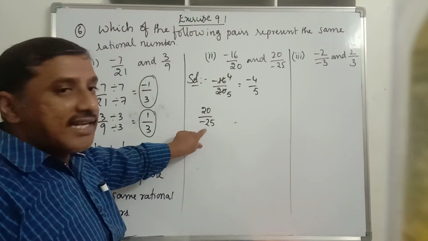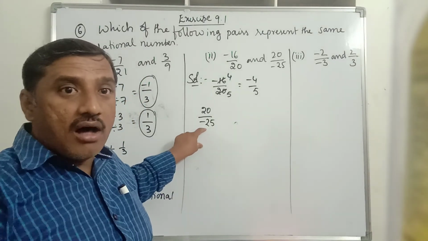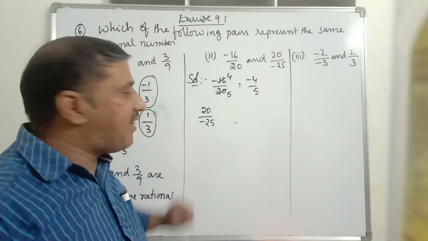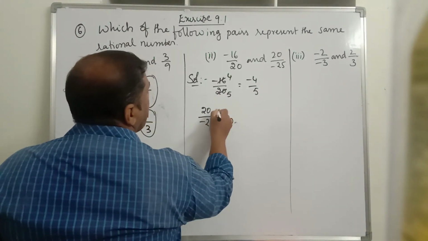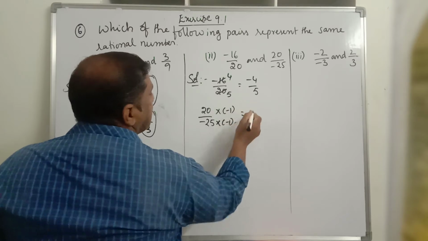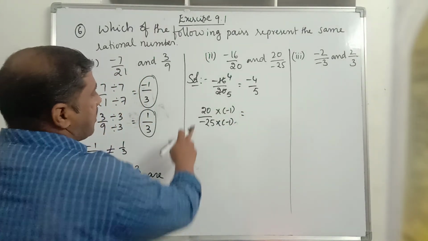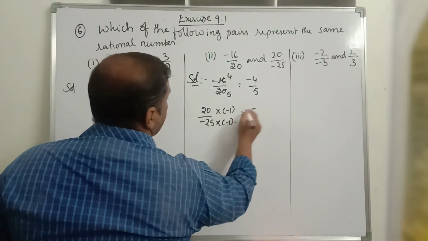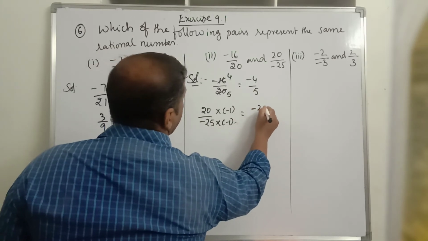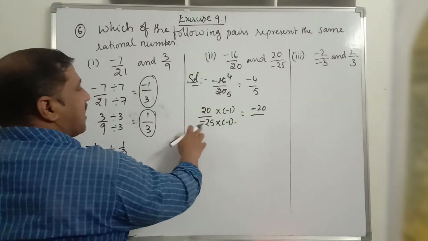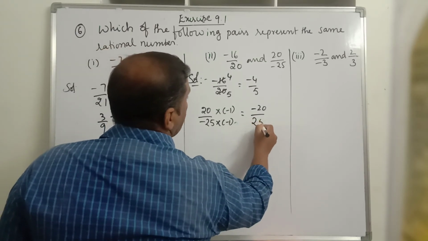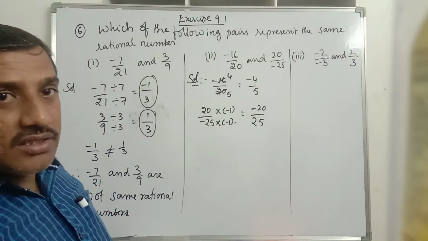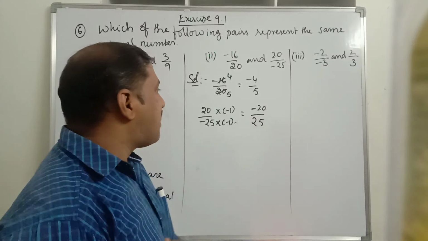Here you see the denominator is a negative integer. The denominator should always be a positive integer. To change this, what will we do? We will multiply both numerator and denominator by minus 1. Then what do we get? Minus into minus, minus 20 into 1 it is 20, divided by minus into minus is plus, 25 into 1 it is 25. Minus 25 by minus 20 by 25 we got.